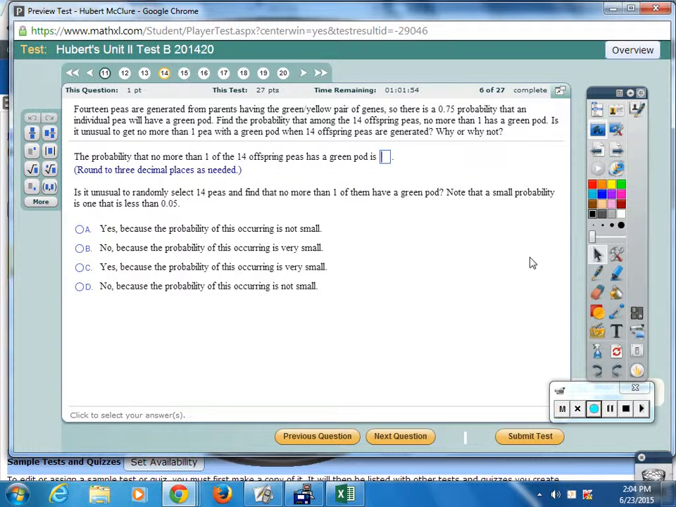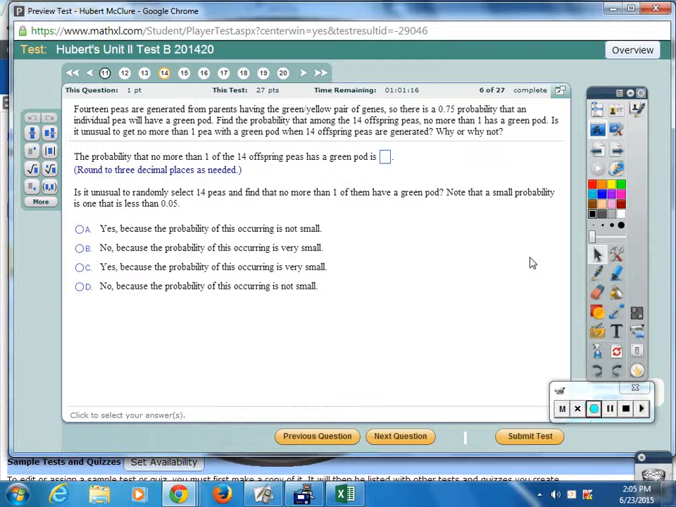14 peas are generated from parents. We did this in class. Having the green yellow pair of genes. So there is a 0.75 probability that an individual pea will have a green pod. Find the probability that among 14 offspring, no more than one. What does no more than one mean? That means your highest number is 1. So that means 0 and 1. So X is going to be 0 and X is going to be 1. This is just like the homework problem we did where you'd have two nPx, and what do you do with two? Add them together.